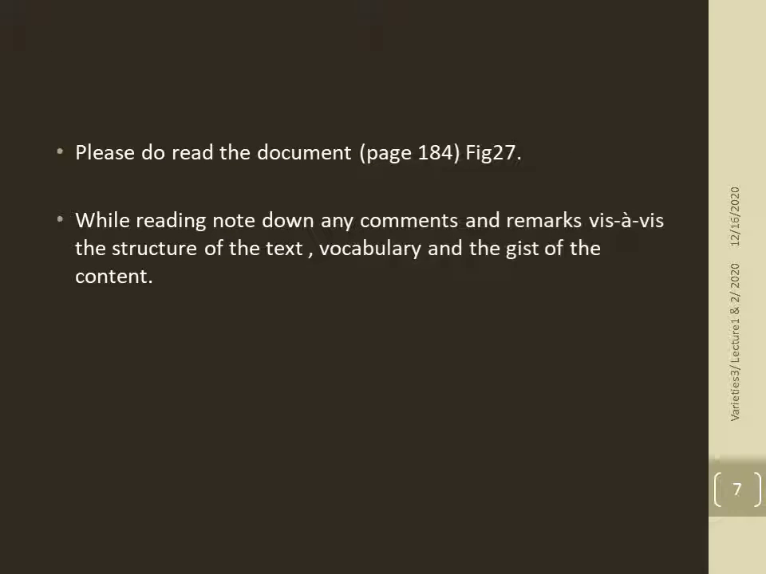Now I'll ask you kindly to go and read the document, page 184, figure 27. While reading, note down any comments and remarks regarding the structure of the text, vocabulary, and the gist of the content, if you manage to get any kind of meaning. All right, so read it and please try to come up with any remarks or comments about it in terms of the structure, in terms of the wording, and in terms of the gist or the crux of the content.